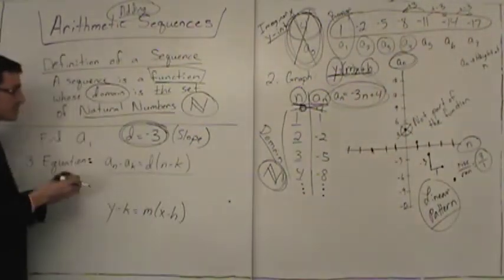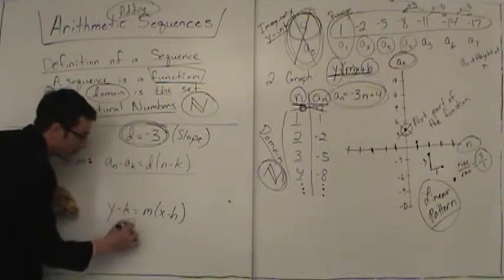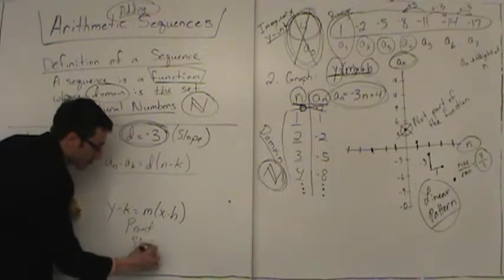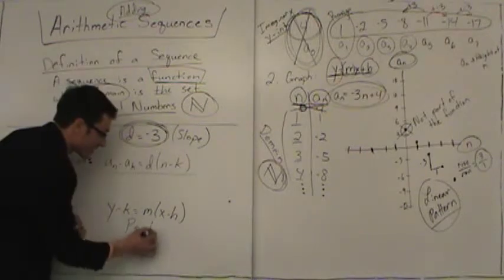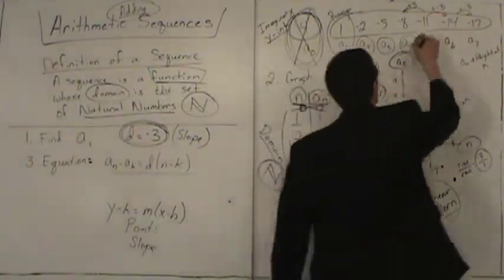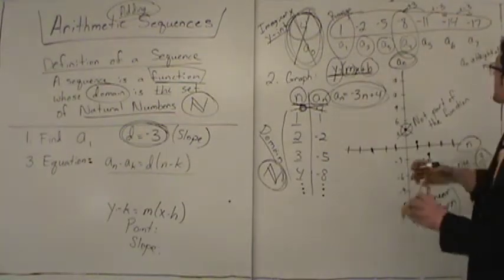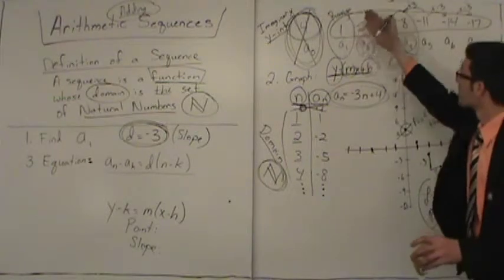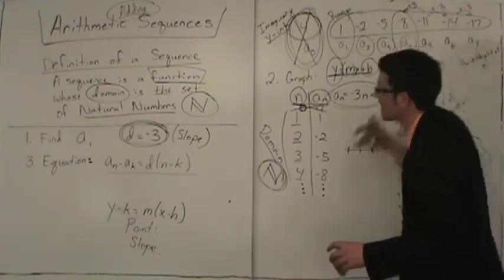Again, we need two pieces of information to graph a line: a point and a slope. Same thing for an arithmetic sequence, we need a point, and let's pick a point here. I'm just picking a random point. How about a sub 4 equals negative 8? Don't use the first point, use something different than the first.